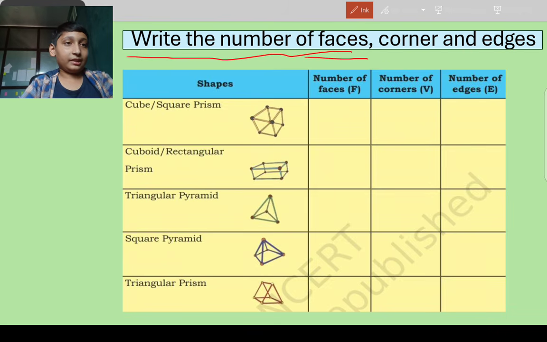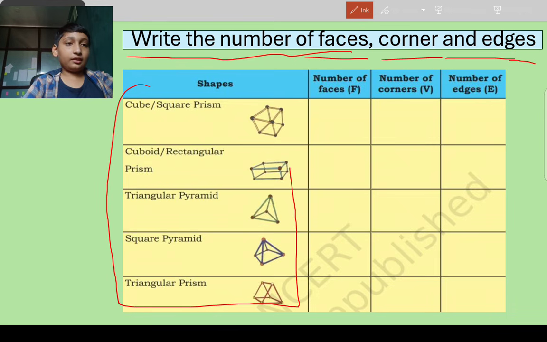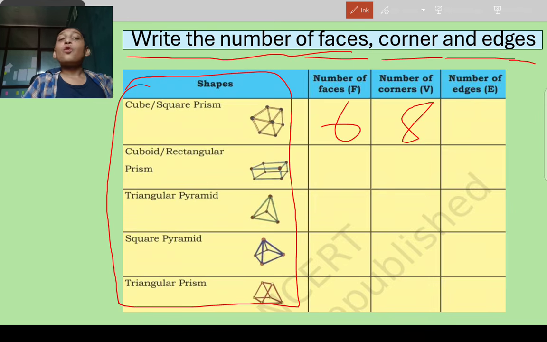Write the number of faces, corners, and edges. I labeled corners because, I don't know, this was a question, of course. So, okay, here are the given shapes, and then we have to write how much. Cube, everyone knows, and this is also called square prism. So, you obviously know how many faces there are. There are 6 faces, 8 corners, and 12 edges.